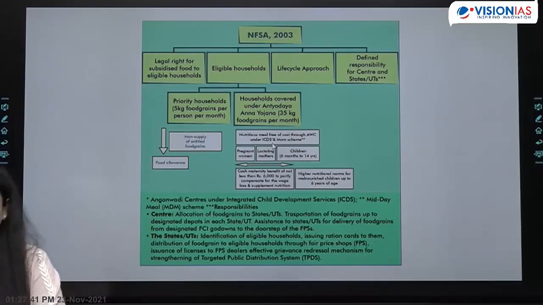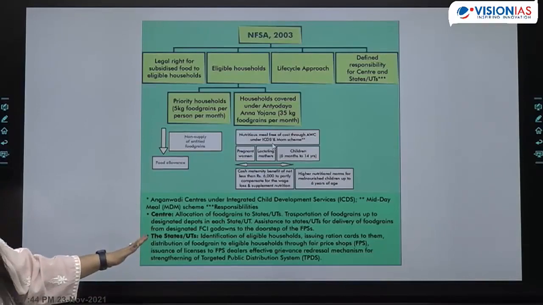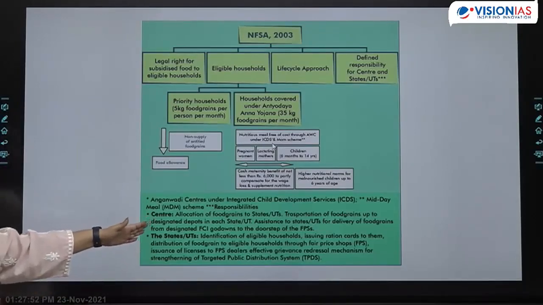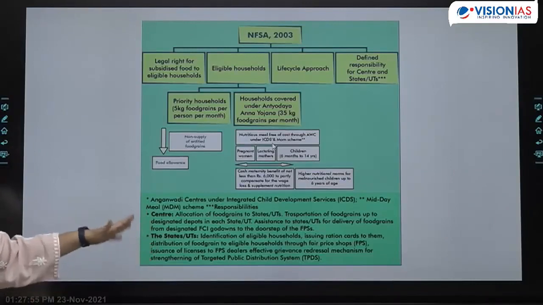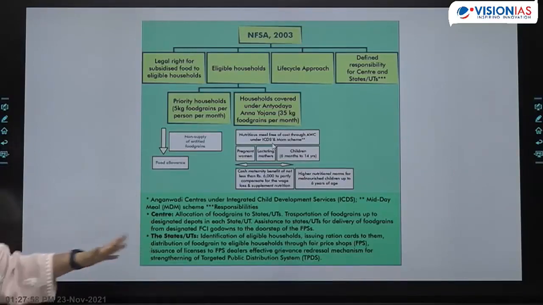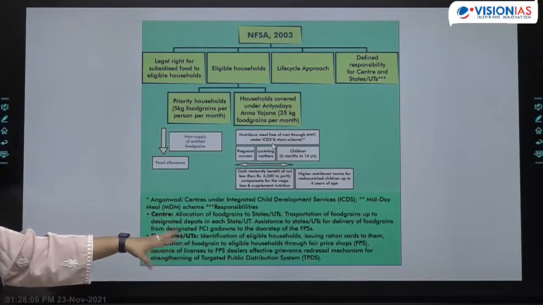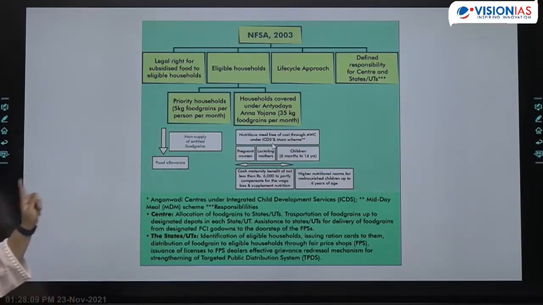Then this act clearly specifies what would be the responsibility of the central government and what would be the responsibility of the state government. So there is a clear-cut division of duties prescribed here. For example, allocation of food grains, transportation of the food grains to the depots, and assistance so that the food grains can be delivered from the Food Corporation of India to the doorsteps of the fair price shop, that is the job of the center. However, the state is responsible for identification of eligible households, issuing them ration cards, and distributing licenses to fair price shops. All of that would be the task of the state government.